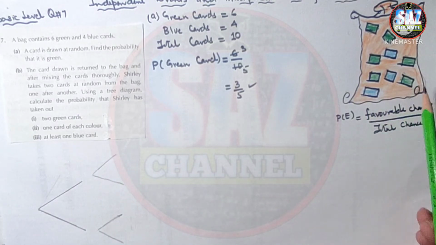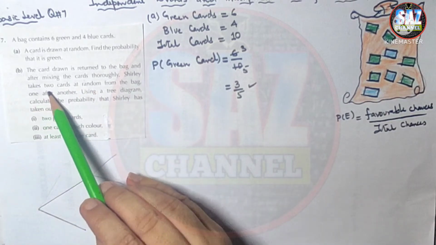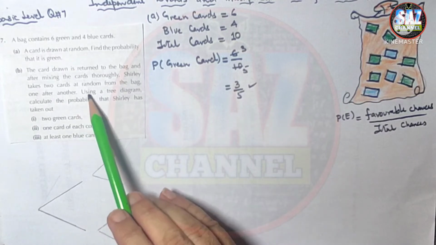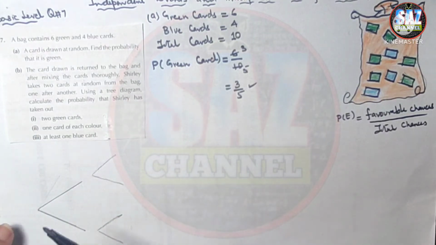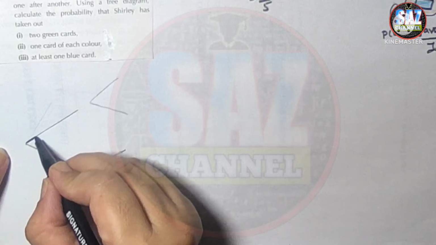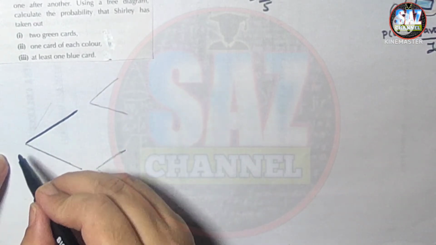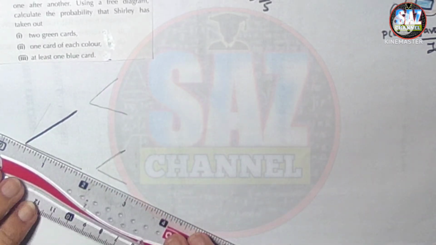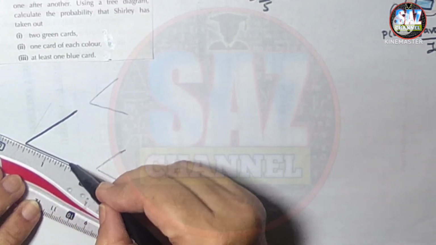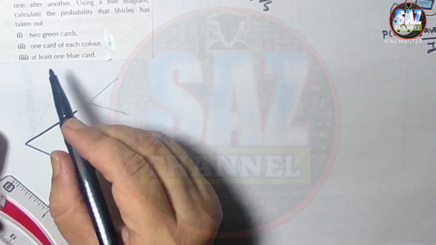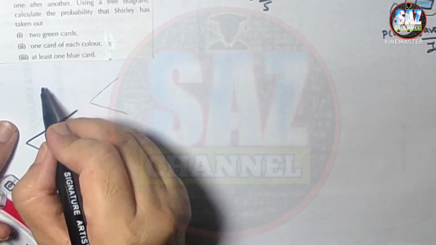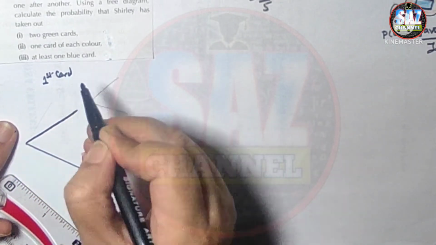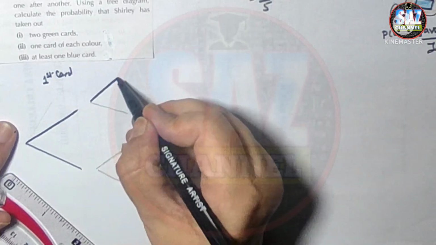And then Shirley takes 2 cards at random, one after another. Using the tree diagram, let's draw the tree diagram. Some part of the tree diagram I have already drawn, so that we can spare some time to discuss the problems of the question. Okay, this is the first card drawn, first card, and this is the situation for the second card.